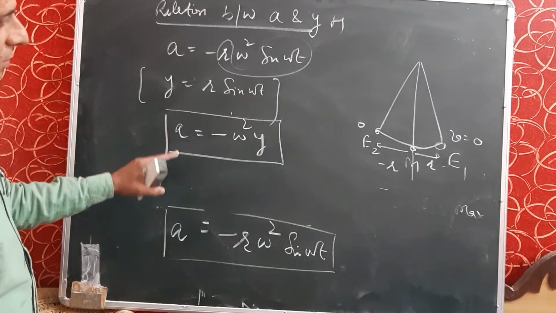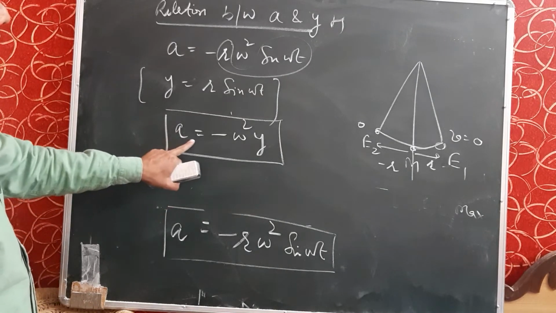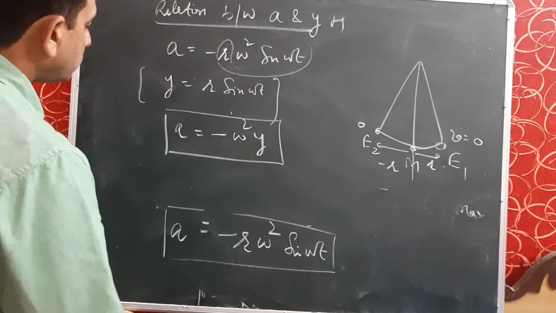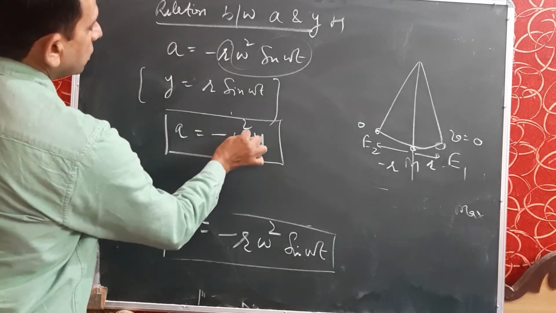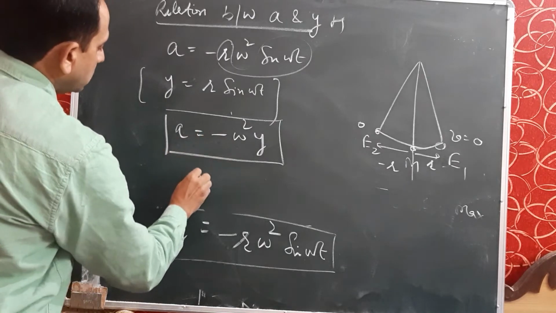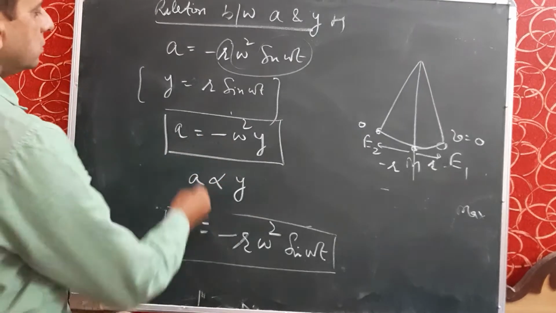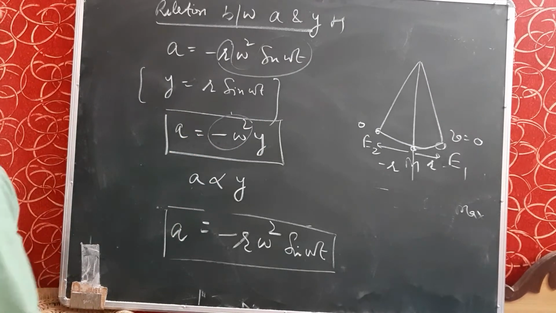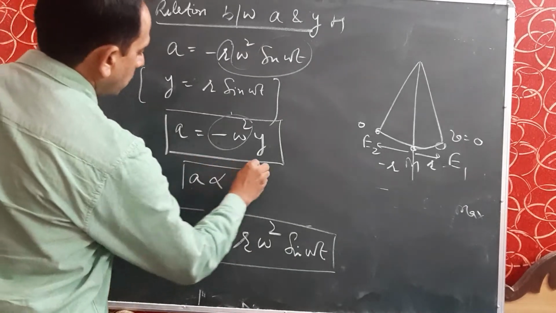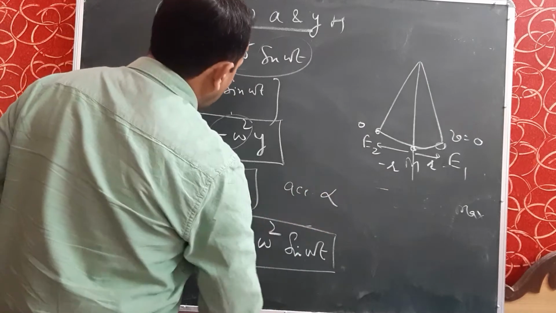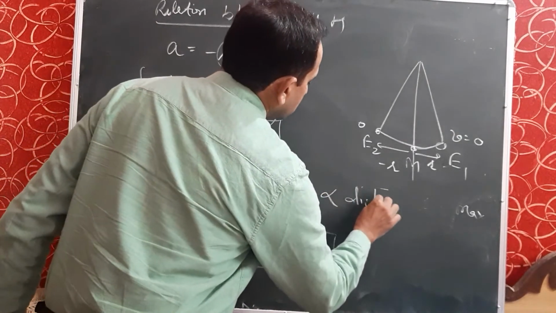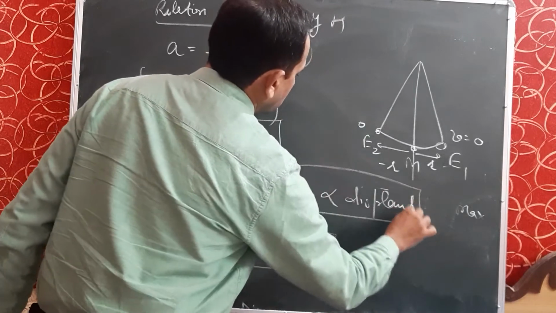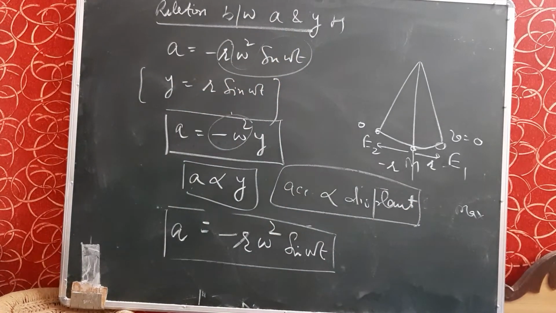So you have already read this formula, or you are familiar with it. A is equal to minus omega square y, where this minus omega square is taken as a constant. So we may write it as a proportionality constant. So A is proportional to y, or acceleration is directly proportional to displacement. This is the main condition for a particle moving in SHM. This is the main test or main formula for SHM.